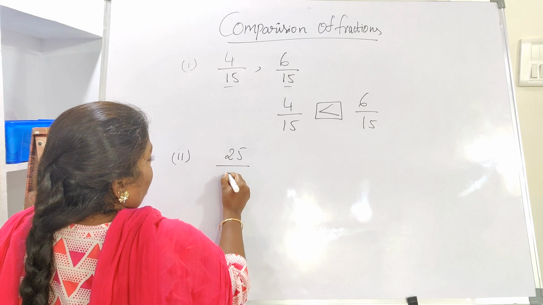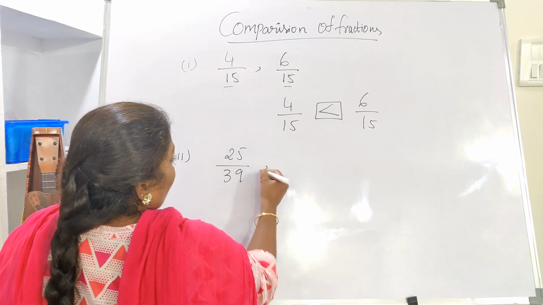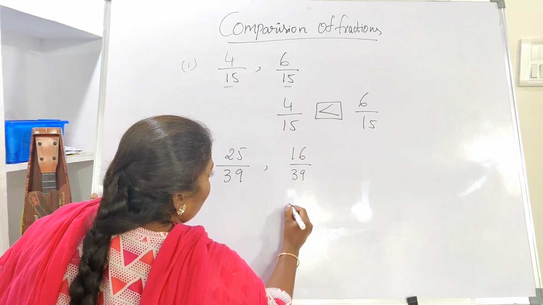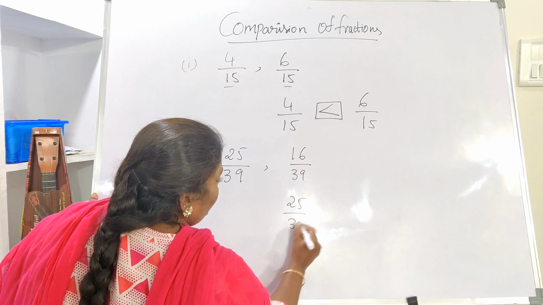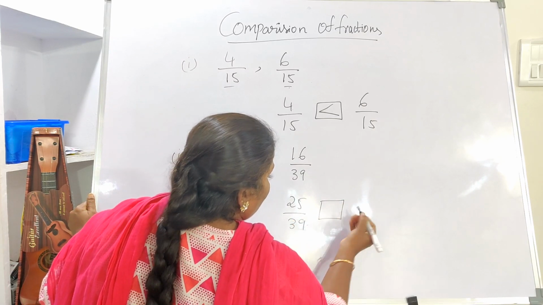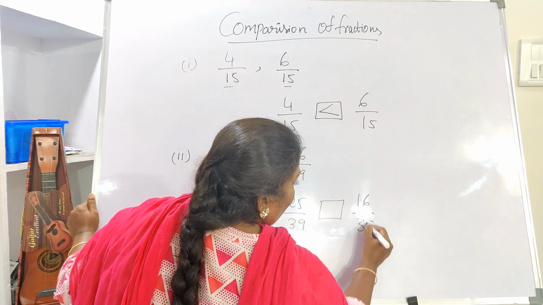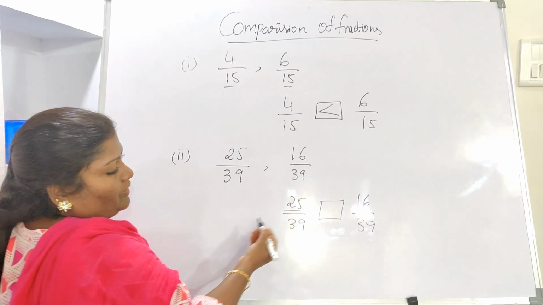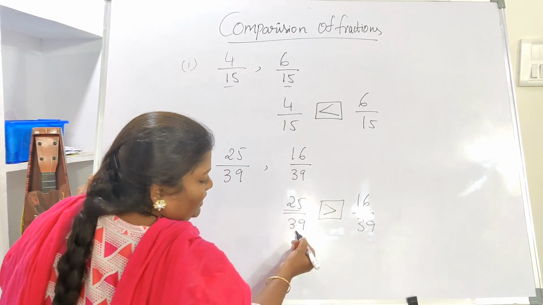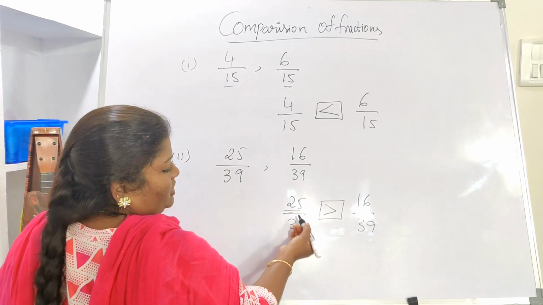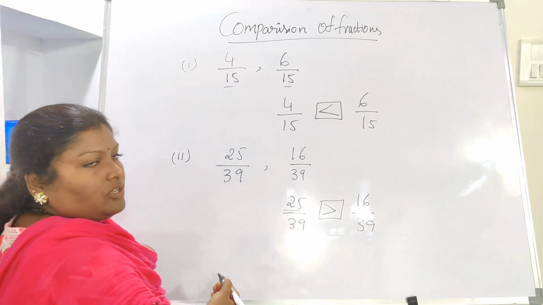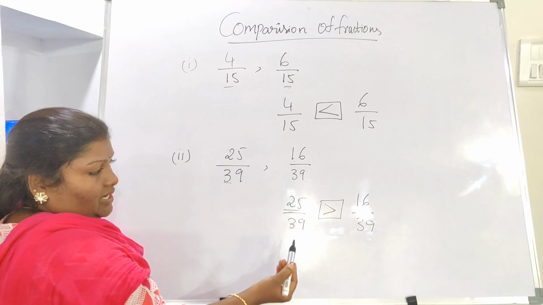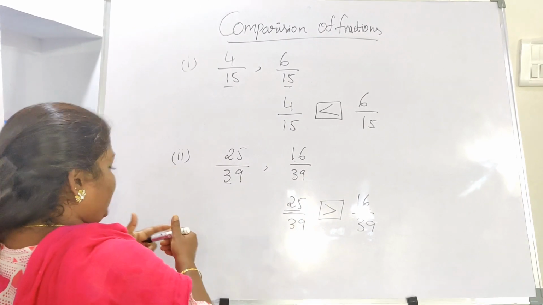Let me take the other example. 25 by 39, 16 by 39. Now same process, you have to check the denominators. Now both the denominators are same, so now check for the numerator. So numerator 25, 16. Now which is bigger? 25 is bigger. So 25 by 39 is bigger fraction than 16 by 39. So because it is easy, you just have to compare the numerators, see which is greater, and place the greater than symbol.